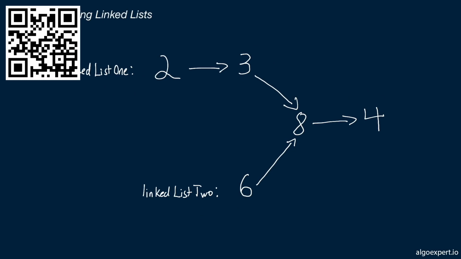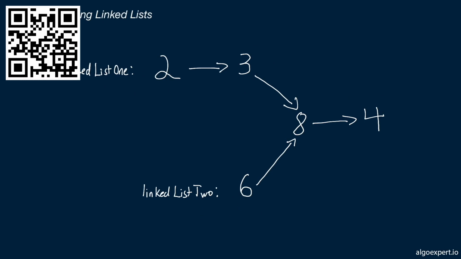Okay, so there's a few different ways that we can go about solving this problem. But the first thing that's important to notice is that once we get to the intersection point, so once we get to this 8, all of the nodes after that in both lists will be exactly the same. So we have the 8, and then we have the 4, and these are shared between both lists. And conversely, we also know that any node before the intersection point is not a shared node. So the 2 and 3 are not shared nodes, and neither is the 6. So we can use this to come up with our first solution.